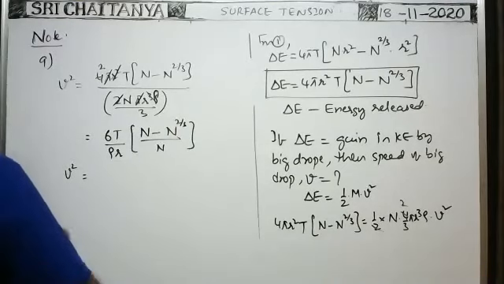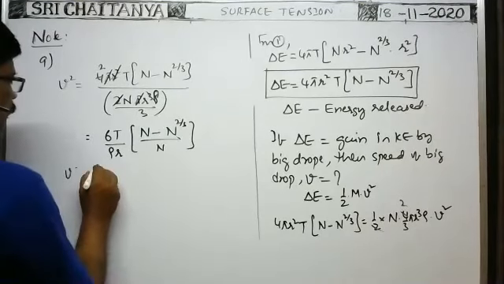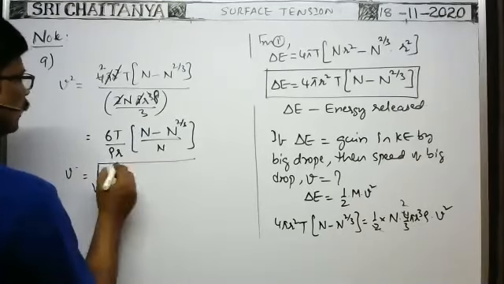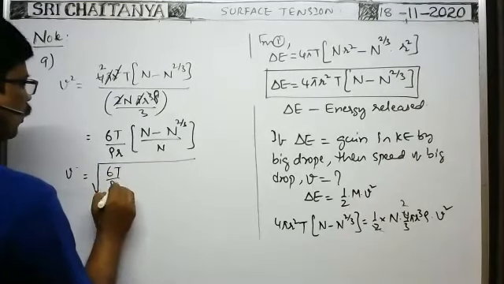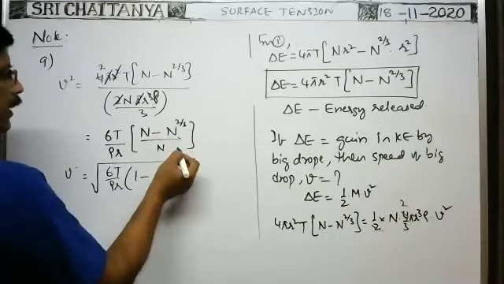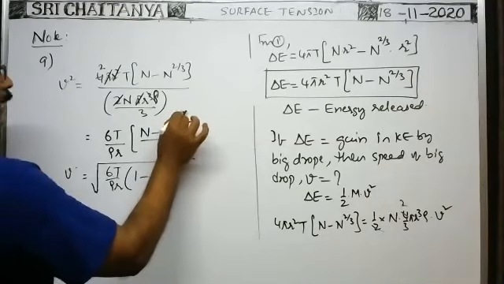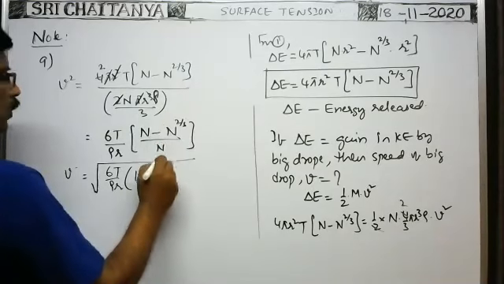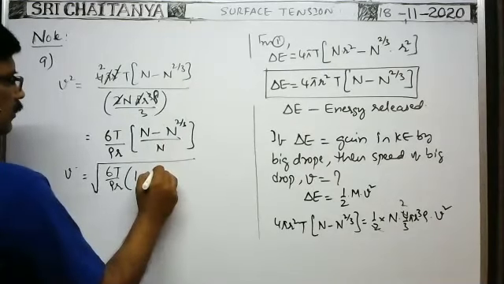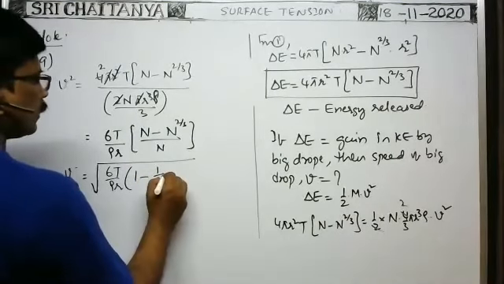Therefore, v is equal to square root of 6T by rho r into 1 minus n to the power of 2 by 3 by n. N to the power of 2 by 3 by n means n to the power of 2 by 3 minus 1, which is minus 1 by 3. So you will get 1 by n to the power of 1 by 3.